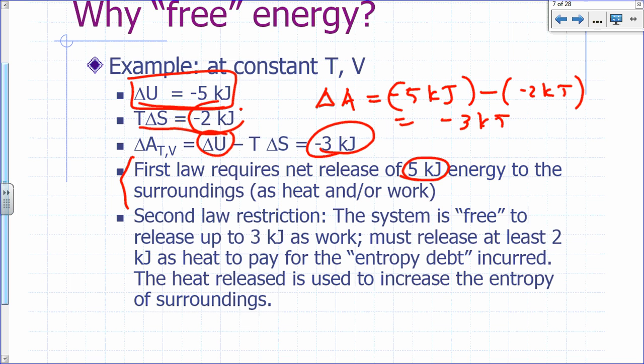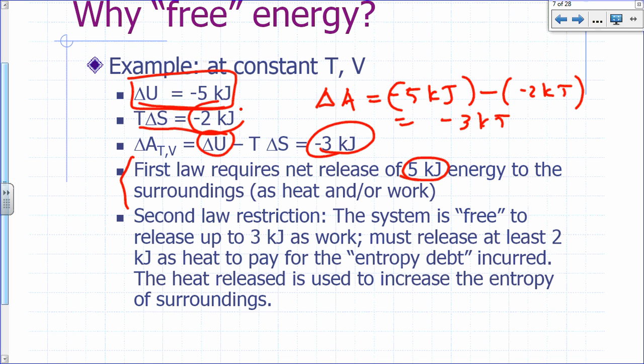And how do you release 5 kilojoules to the surroundings? You can do it two ways according to the first law. You can do it by heat or by work. Doesn't matter as far as the first law is concerned. As long as you release 5 kilojoules of energy to the surroundings, you're okay.